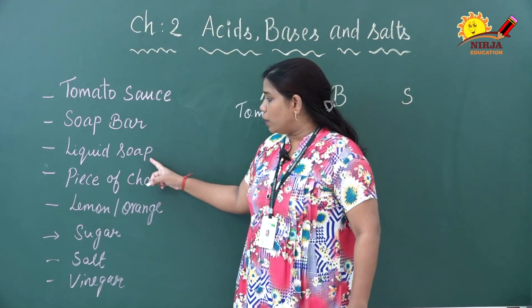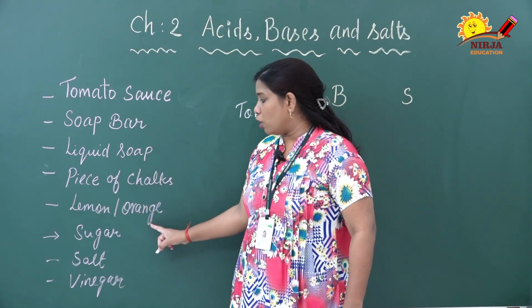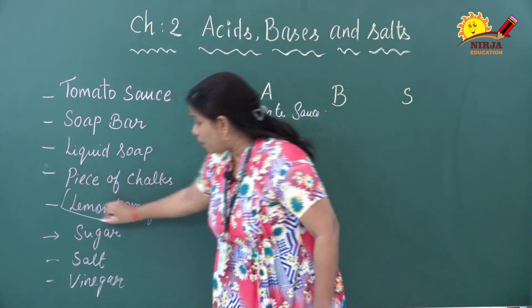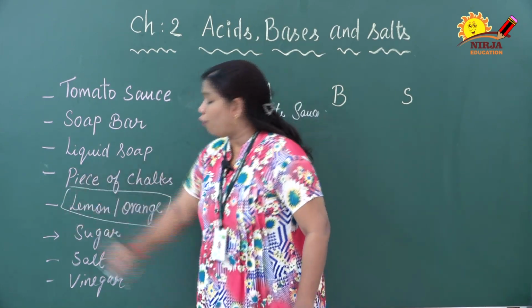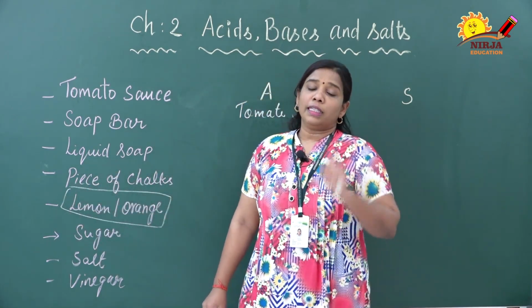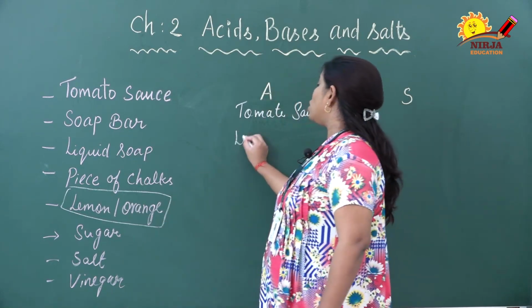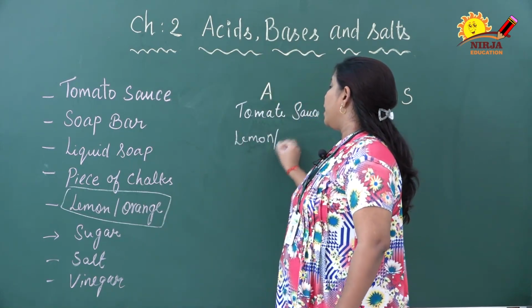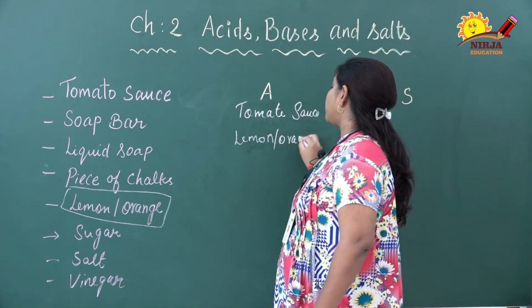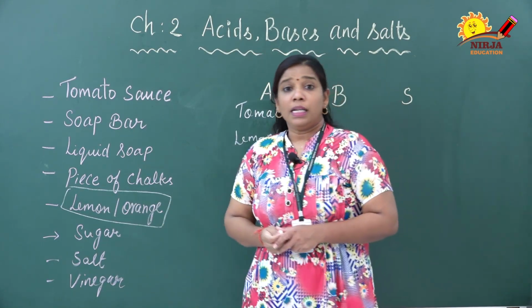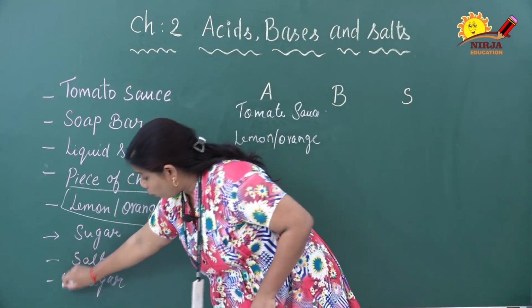Soap bar, liquid soap, piece of chalk, lemon and orange. Here you just see this lemon and orange. These two fruits are citrus fruits. These two fruits contain citric acid. So these two fruits also come under the category of acid.